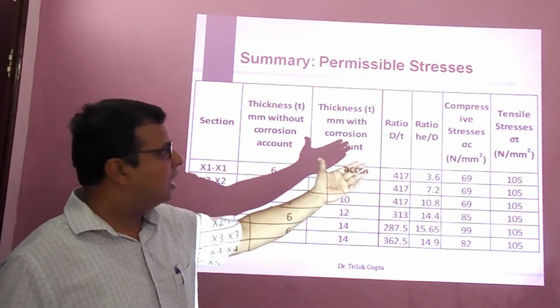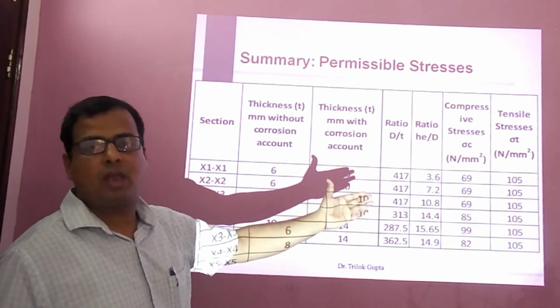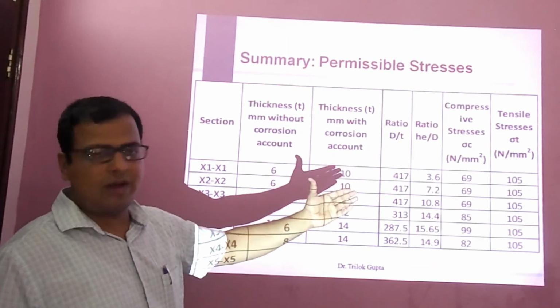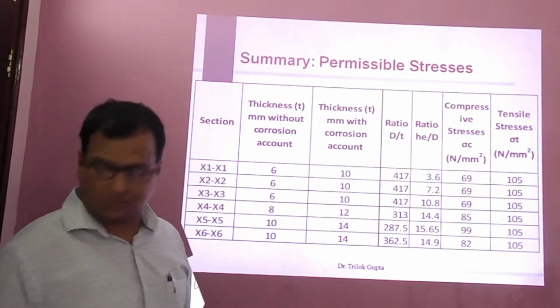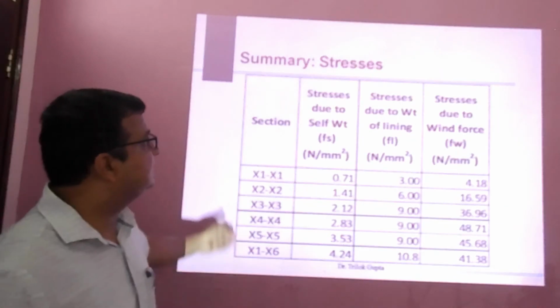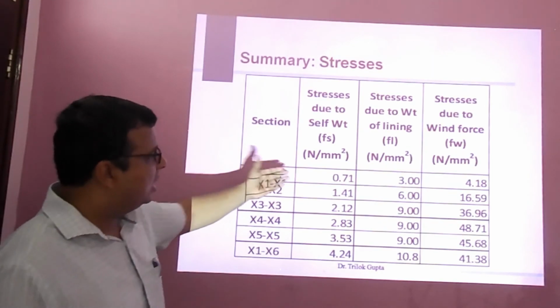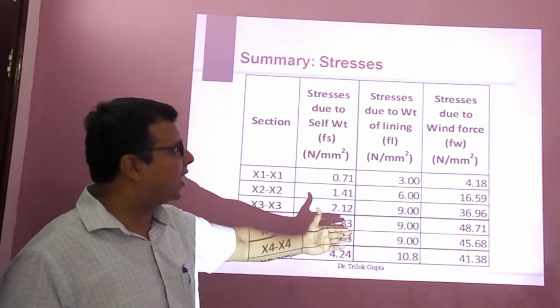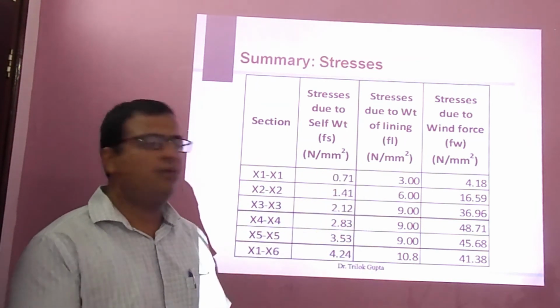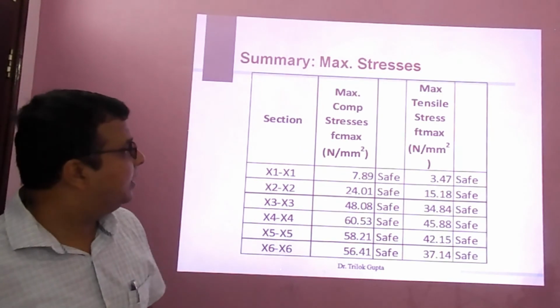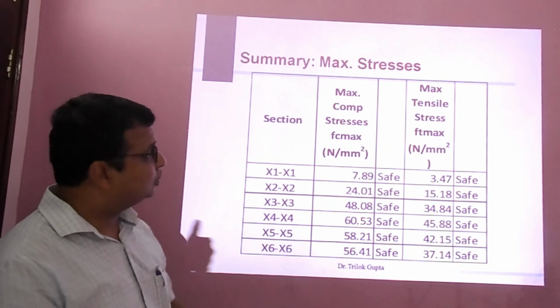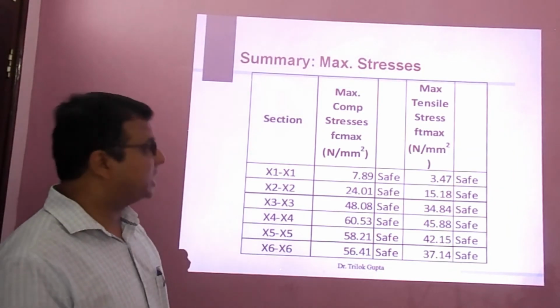This is the ratio of D upon T, the ratio of H upon D, the compressive stresses from table 3 of IS 6533, and the permissible tensile stress of 105. This is the stress due to self weight, stress due to the weight of lining, stress due to the wind forces, and at last this table shows the maximum compressive stresses and maximum tensile stresses.